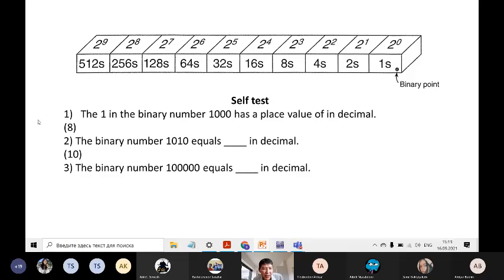Next one, the binary number 100000 equals in decimal number? 128. Okay, I'm lazy to calculate this. Let's check. 32. 32. So how do we know? We just need to count 1, 2, 3, 4, 5, 6 in this, 32.